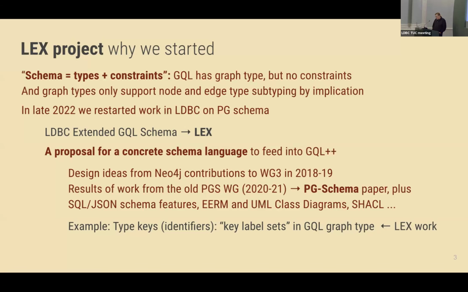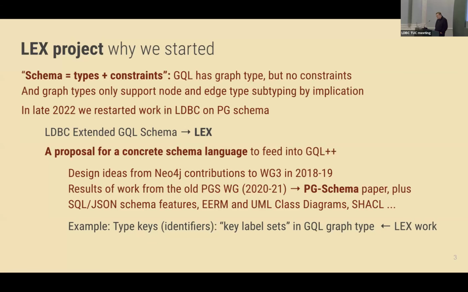pursue or further some of the ideas in PG schema. I'll come back to what might be relevant there in terms of a future extended version of GQL schema. There are other inputs. There are many design ideas from Neo4j contributions originally in the standards process to WG3, and many of them actually started off with thinking about SQL PGQ and not thinking about GQL.